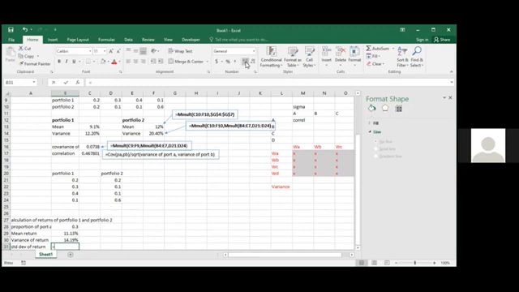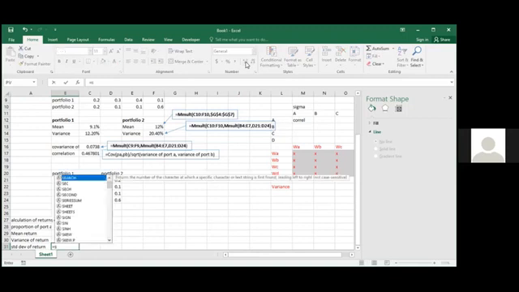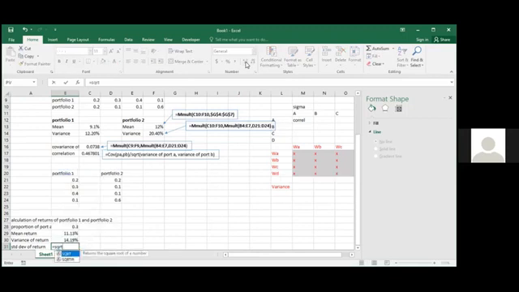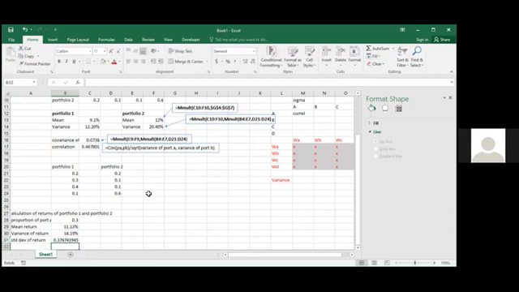Then equal sign, square root of this variance value, SQRT within bracket, variance of return. That is 37%.